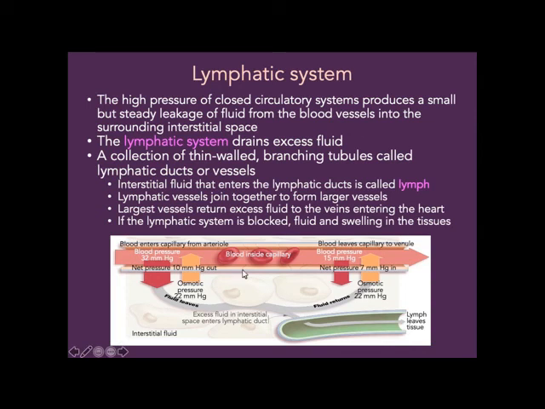Okay, so the lymphatic system is just there to drain the excess fluid coming out of the circulatory system. It is a bunch of these thin-walled branching tubules called lymphatic ducts or vessels, and so the interstitial fluid will enter the lymphatic ducts, and that is called lymph, and then the vessels join together to form larger vessels, and then the largest vessels will return the excess fluid to the veins entering the heart. So you might be familiar with your lymphatic system if you have some blockage somewhere, right? Because you'll end up with fluid and swelling in the tissues, or if you're sick, maybe somebody will reach over and feel your lymphatic nodes on the side of your neck, right? So that would be maybe your main way in which you might be aware of your lymphatic system.